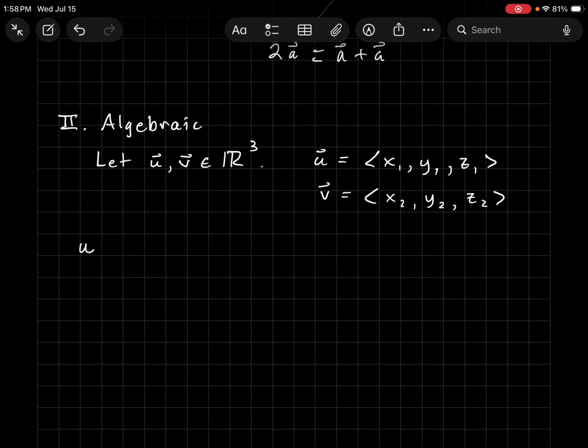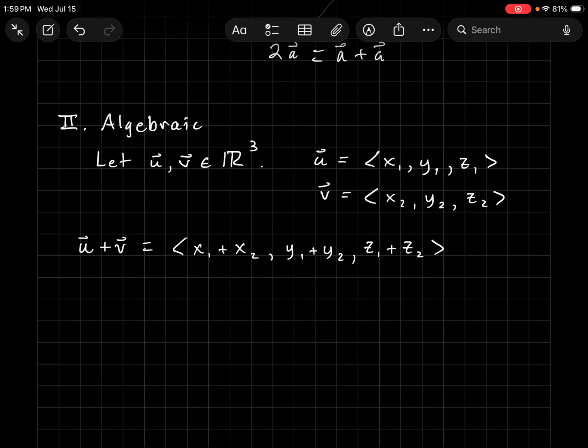So what does u plus v equal? Well, when we're adding vectors, we simply add like components, meaning we add the x's together, that's my new x, and then the y's together to get the new y, and then the z's together to get the new z.